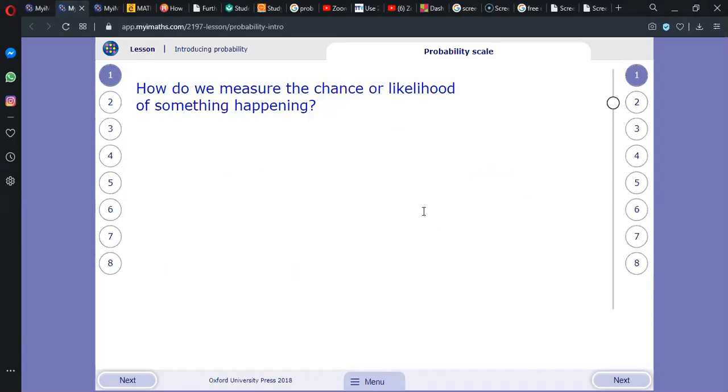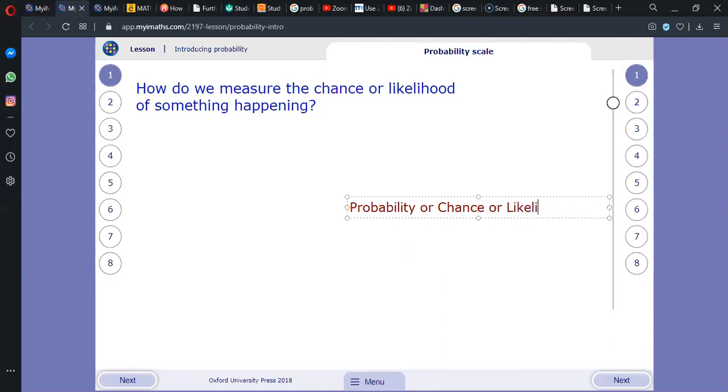Please take note that probability can also be called chance. So when you hear the chance, we can also call it likelihood, okay? We can also call it likelihood, probability. So let me just say probability or chance or likelihood of something happening, okay?